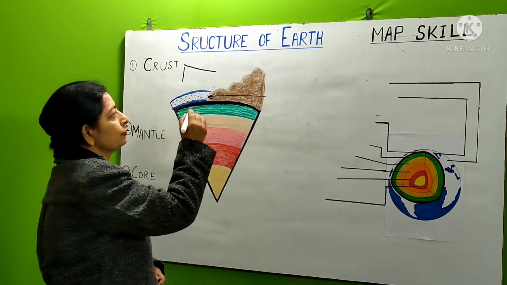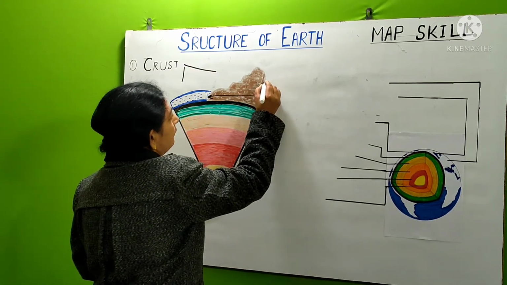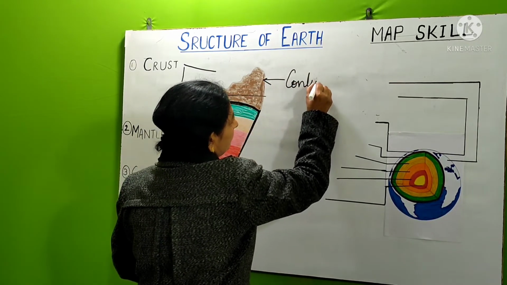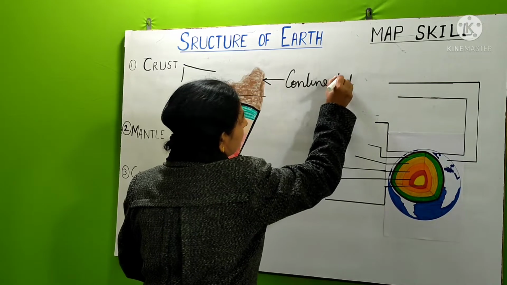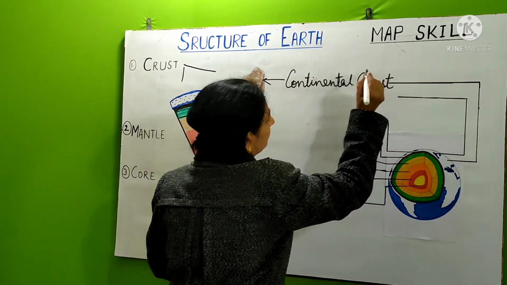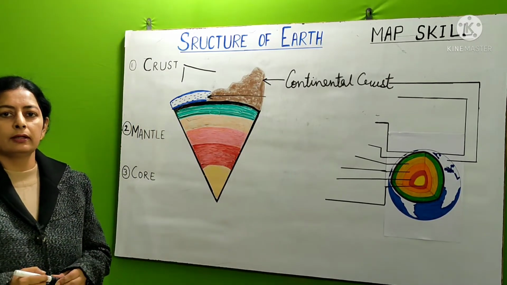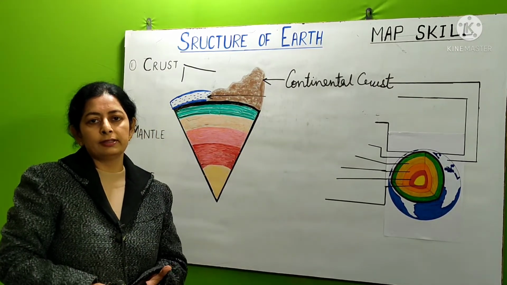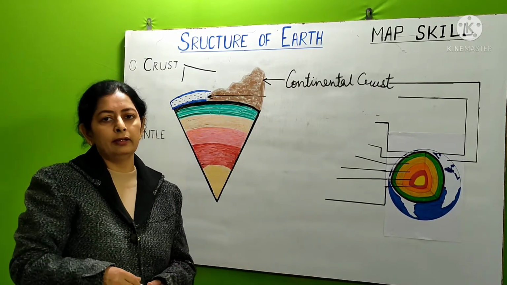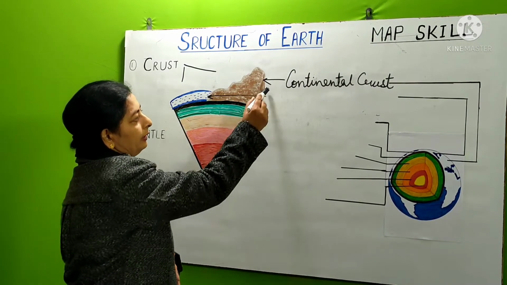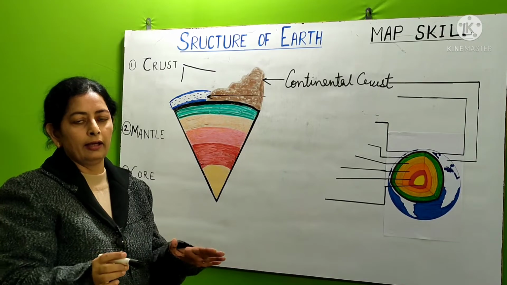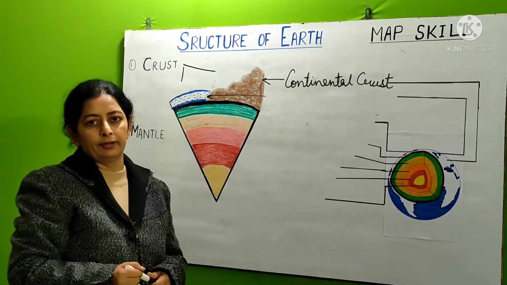Upper crust, which is known as continental crust. Now we will keep on marking this. This is continental crust. This crust is composed of features like plains, plateaus or mountains and different other landforms. So basically continental crust are the different landforms. All the land masses are included in continental crust.